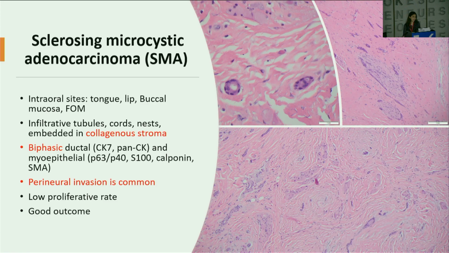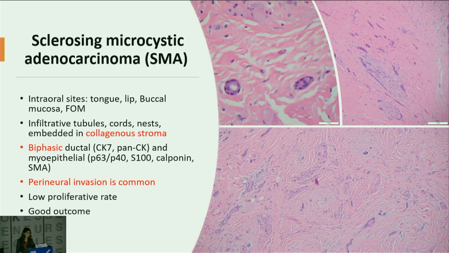Sclerosing microcystic adenocarcinoma is similar to microcystic adenocarcinoma of skin adnexa. It has a tendency to occur in intraoral minor salivary gland sites. It is composed of infiltrative tubules, cords, and nests embedded in a very sclerotic collagenous stroma. It's a biphasic tumor that has ductal and myoepithelial cells, which can be highlighted by immunostains. Perineural invasion here is common. However, this tumor also shows a low proliferative rate and a good outcome.